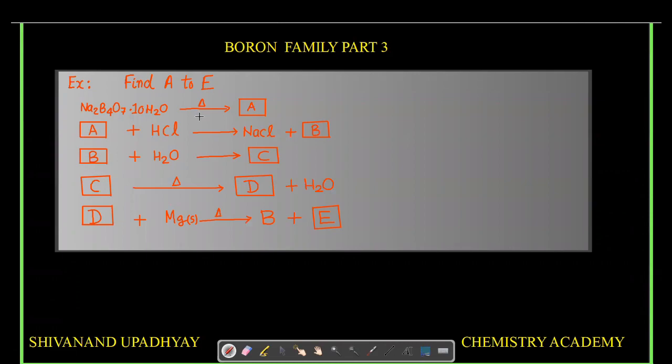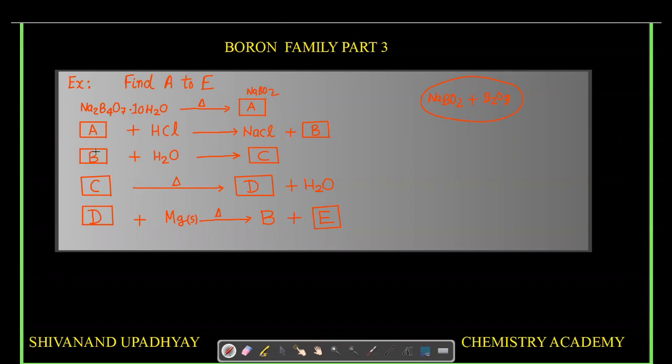Right, next question, find A to E. Borax on heating, we know that when we heat borax, we are going to get two compounds. Those compounds should be NaBO2 and B2O3. We have to check which of these two is compound A. On heating borax, we are going to get A. A may be this compound or that compound, we don't know. Now they are saying A is reacting with acid. B2O3 is an acid oxide. Acid oxide cannot react with acid. So it means that A is NaBO2.